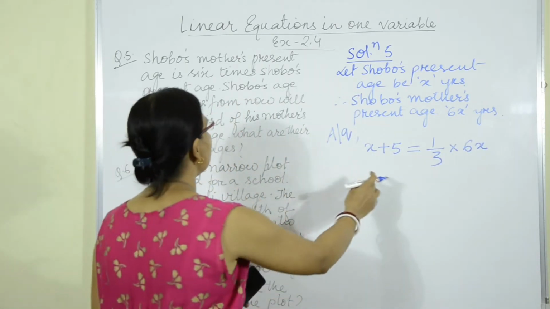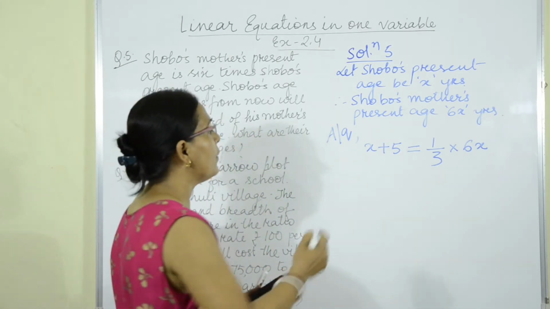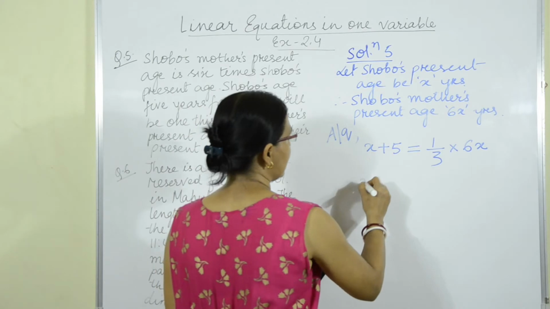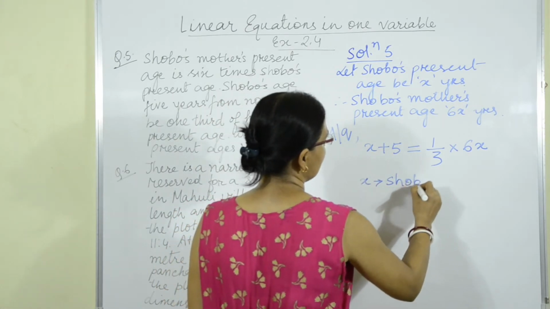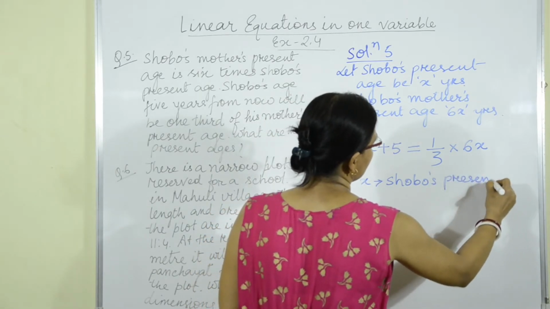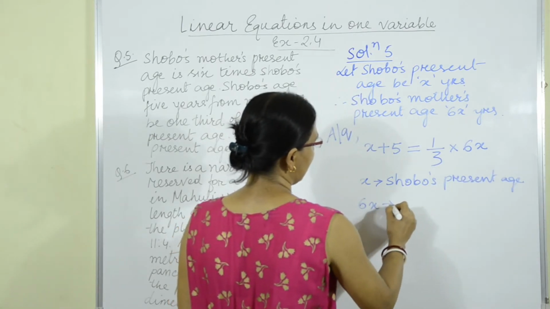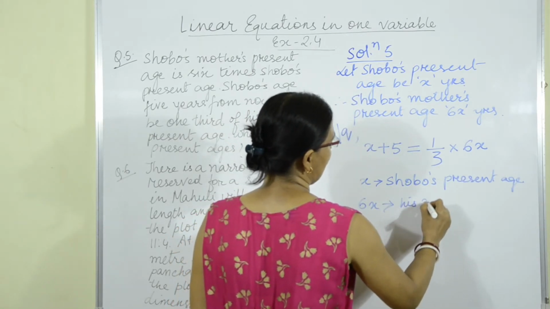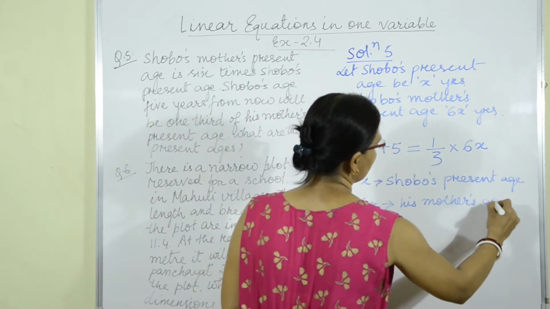So, now this is the equation. What are their present ages? Now, you will have to find out what is x. x will be Shobo's present age, right, and then you will have to find out 6x, that will be his mother's present age. I hope you have understood this.